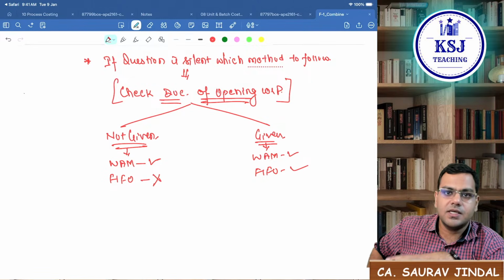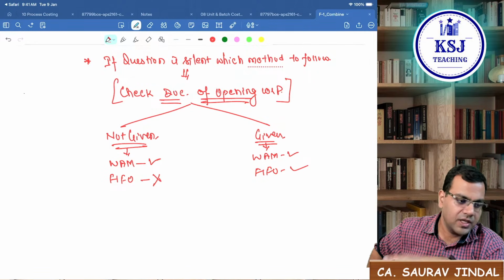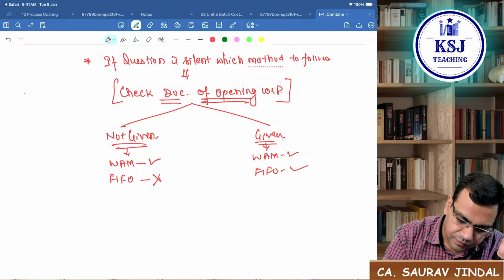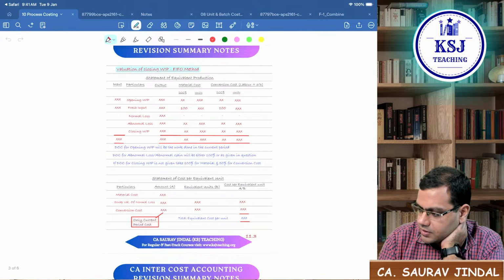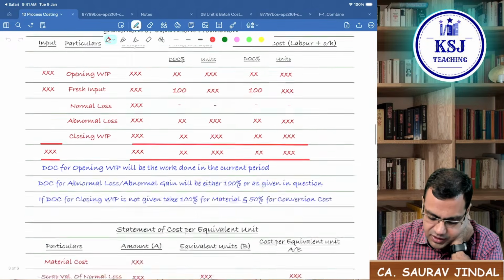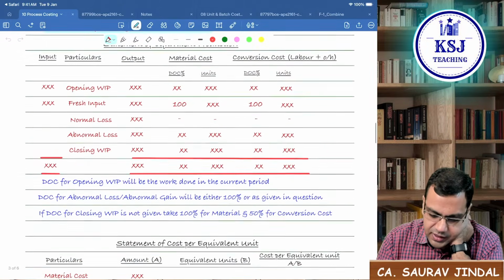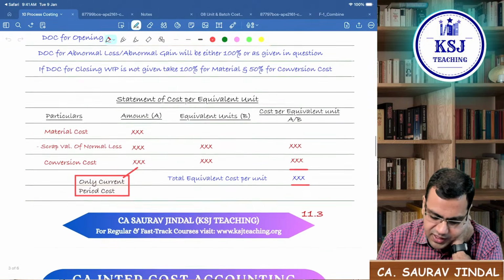So with this, FIFO method also done, weighted average method also done, right? So in the notes also, yes, clear. Okay. So I have given all the methods, FIFO method, how to do, what is to be done, what all points to be seen, right? I have given everything here.